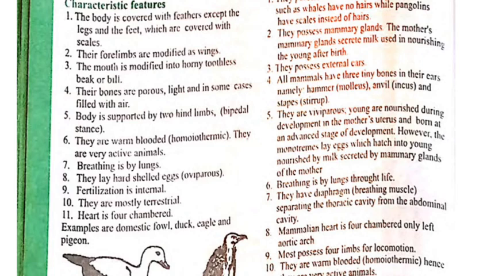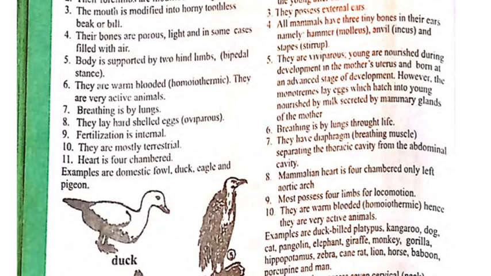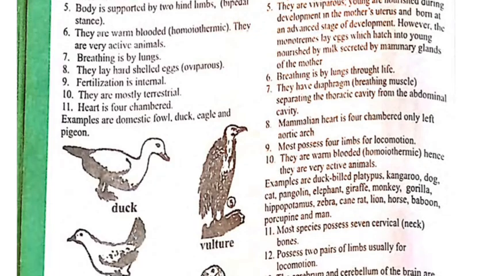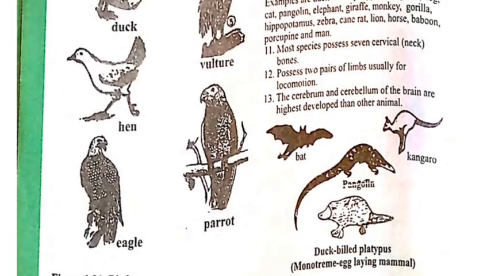In this case, homeostasis is for sure, whereby their internal system is being regulated. They are very active animals. Breathing is by lungs. They lay hard-shelled eggs. That's oviparous. Take the O as it looks like an egg. It means they lay eggs. Fertilization is internal. They are mostly terrestrial. Heart is four-chambered. Examples are domestic fowl, duck, eagle, pigeon. We also have vulture, parrot, hen.